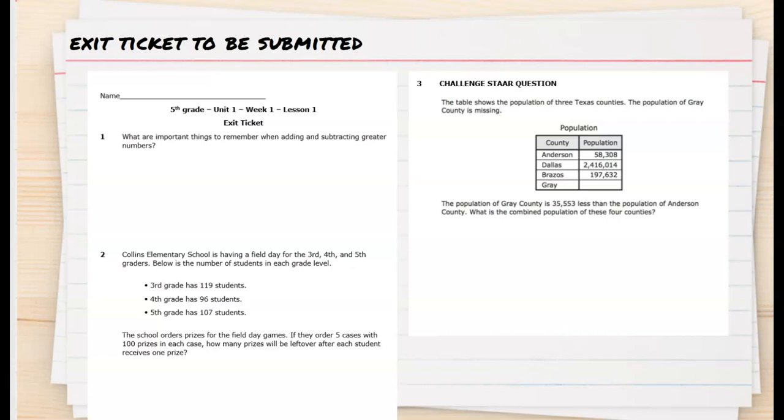For your exit ticket today I want you to answer the question, what are important things to remember when adding and subtracting greater numbers? I want you to solve a problem that's very similar to the one we did in class, and also solve a STAR practice release question as well. Go ahead and submit this assignment into your Google Classroom.